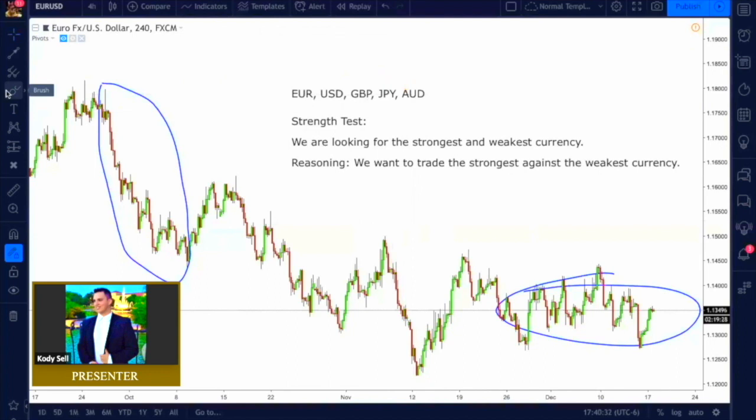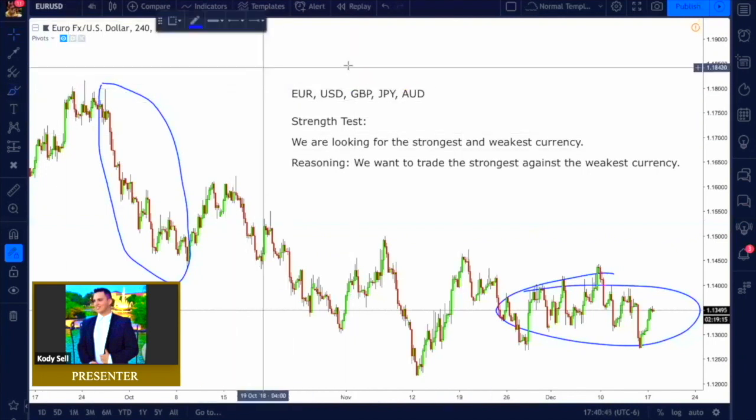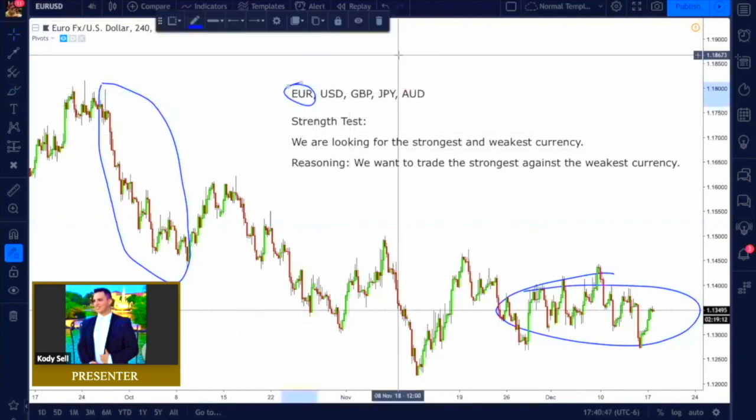Now, here is how you guys do this. Again, it's probably easier on MT4 or some other way, but I like to do it like this just out of habit. What I'll do is I'll look at one currency at a time. Let's take the euro.